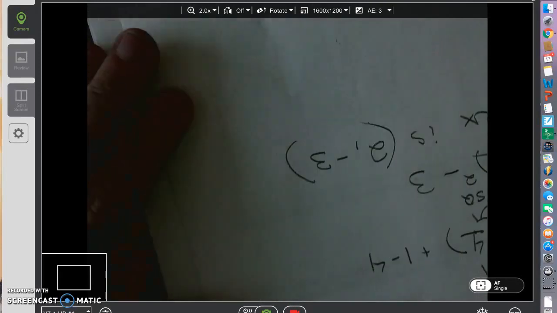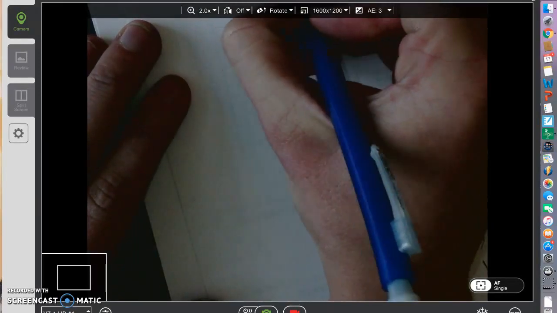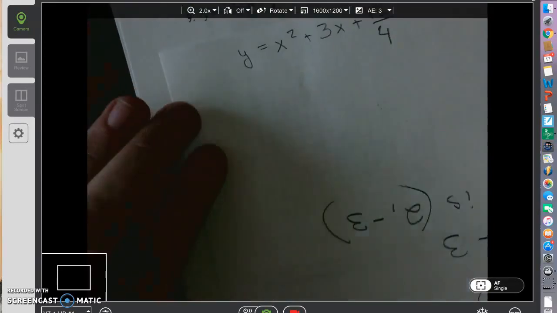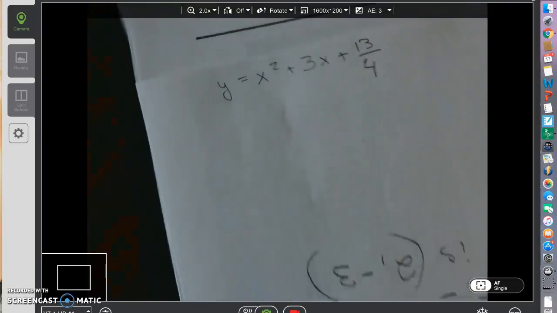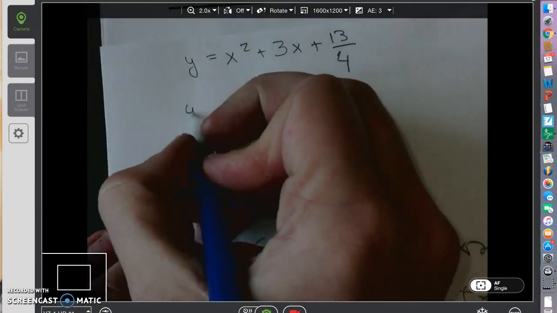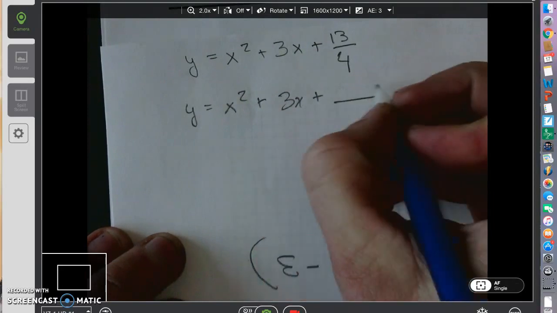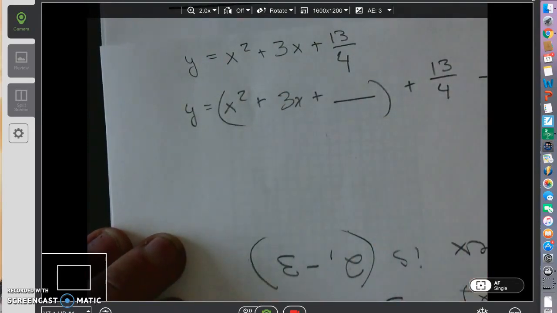Number 9 is how you deal with fractions. So you get y equals x squared plus 3x plus 13 over 4. All of you people are going to convert this to decimals, and I don't want you to. I want you to learn how to do it with fractions. So we get y equals x squared plus 3x plus blank plus 13 over 4 minus blank.